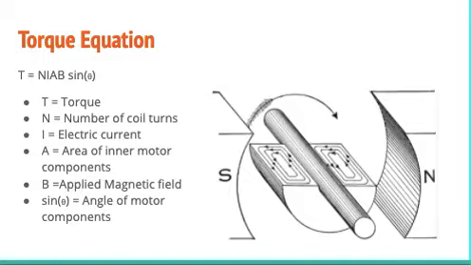Next we have N, and this is the number of times that the coil of wire is wrapped around the rod. I is the electric current that is felt by the coil in the presence of a magnetic field. A is the area of the motor components. B is the magnetic field that is created by the magnets. And the sine angle is the angle of motor components.